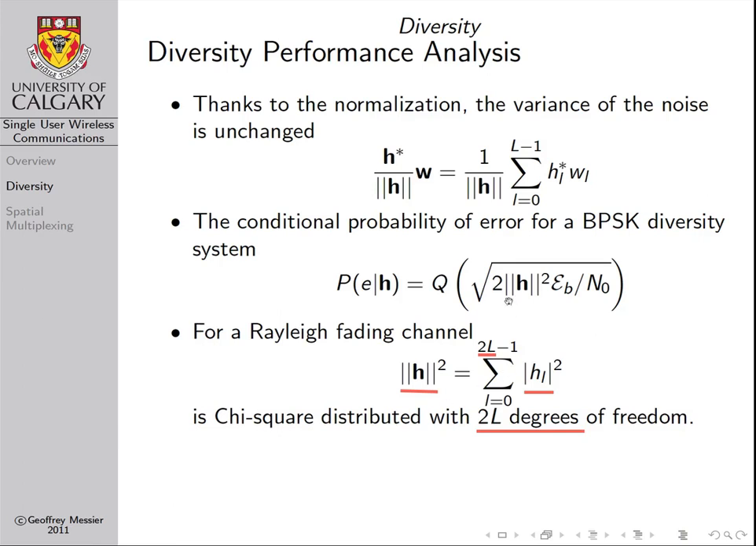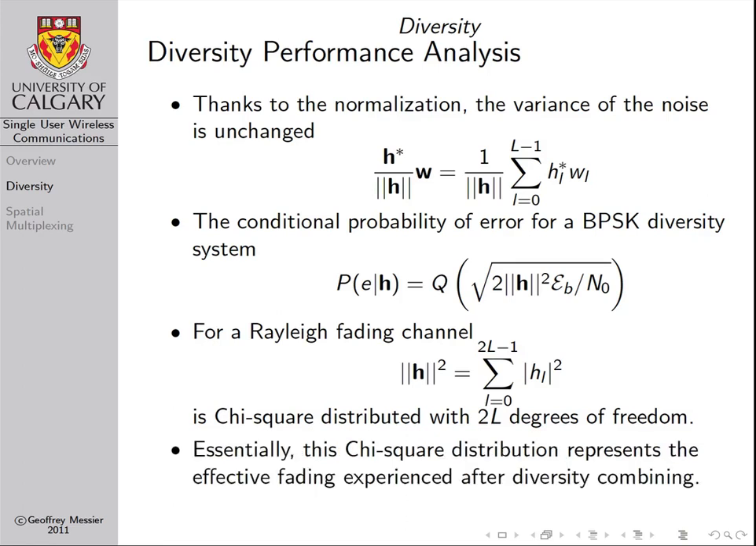So before, our distribution here for our single flat Rayleigh faded channel derivation was exponentially distributed. Now, the channel fading term here is chi-squared distributed with 2L degrees of freedom. So basically, as we increase L, as we add more diversity paths, the distribution of our channel term is going to change, and this is going to have a very, very important effect on the performance of our system.